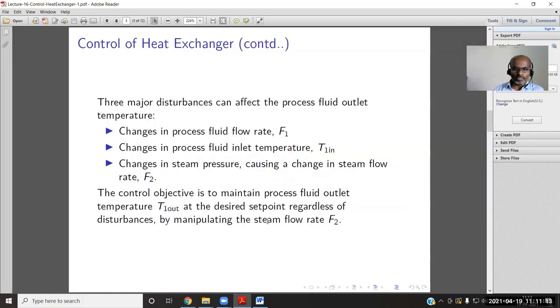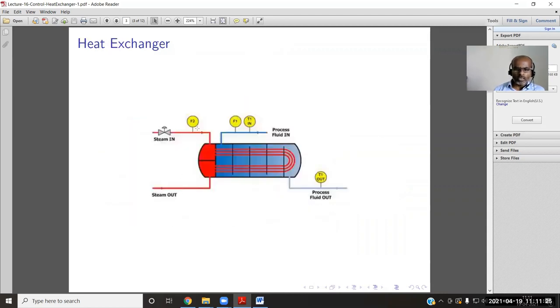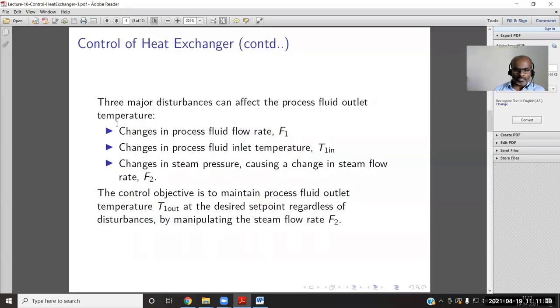So these are all there, and the disturbances are changes in the process flow, changes in the process fluid temperature, and even the steam pressure. We are measuring the flow and adjusting the flow, but if the steam pressure is not constant, then it is also a variable affecting the process, otherwise it is also a disturbance. So these are all the disturbances, and the control objective is to maintain the process fluid at the desired temperature by manipulating the steam flow rate.